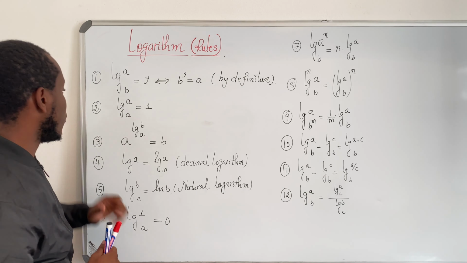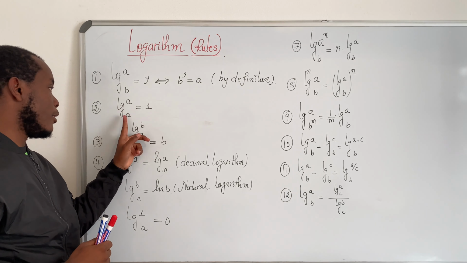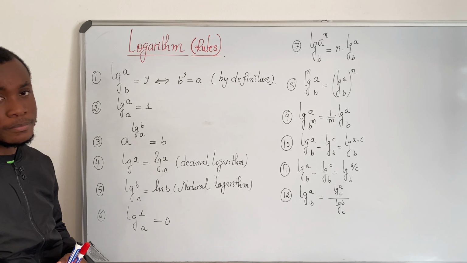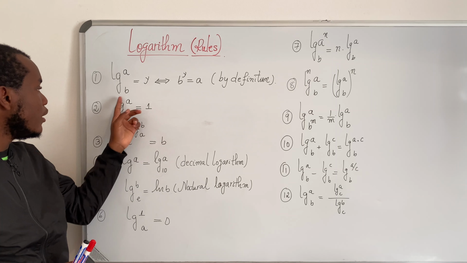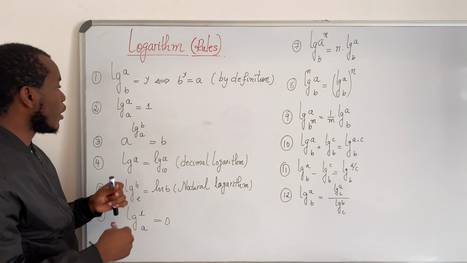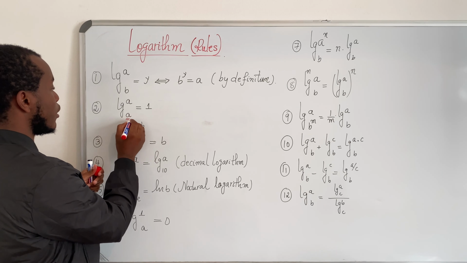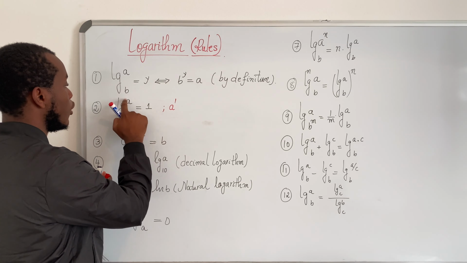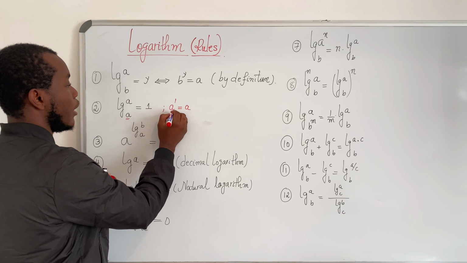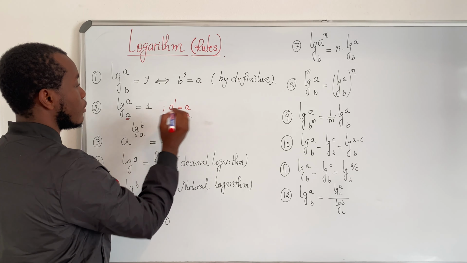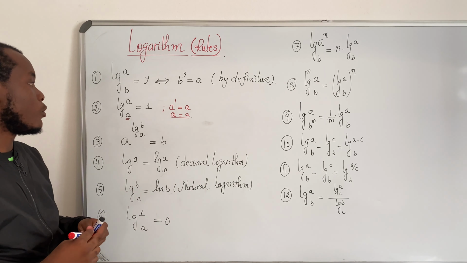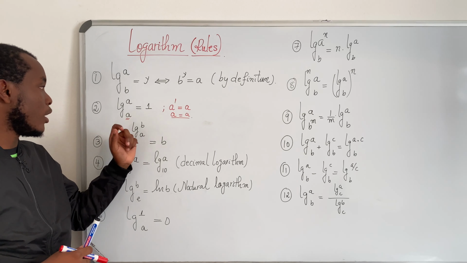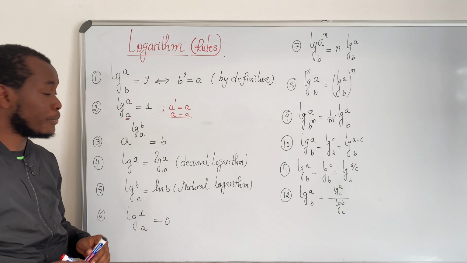Okay, rule number 2. If the argument and the base of a logarithm are the same, then it's always equal to 1. If we apply this rule, we are going to say the base here to the power y, so a to the power y, which is 1, equals the argument a. So a will be equal to a. So it's verified. That's why we say that the logarithm of a to the base a is 1 when the argument and the base are equal.